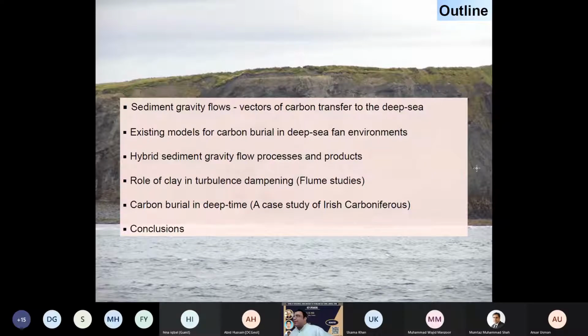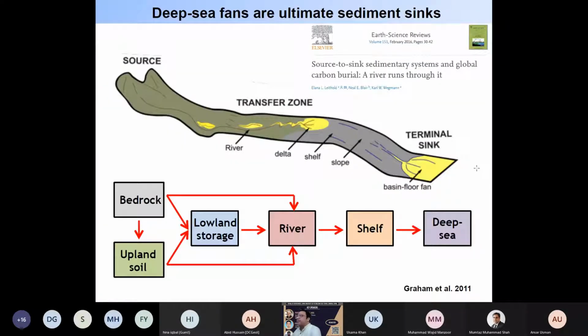Then I will show some rather cool flume experiments, really simple experimental sedimentology in the lab. And then, building on the understanding that we have from the experimental sedimentology, we will try to cover similar aspects in the deep time Carboniferous outcrops in the west of Ireland. Although they are really deep time deposits, perhaps not very much related to Pakistan in terms of location, their implications are equally important for the fans that are lying at our doorstep, or deep water sea systems. And then the conclusion.